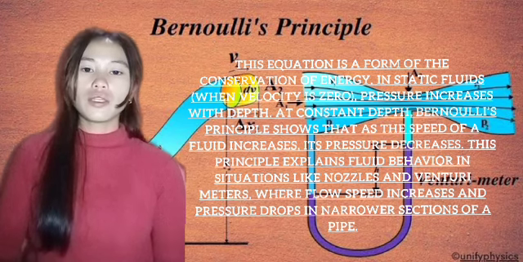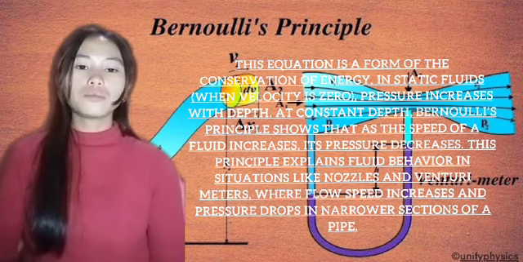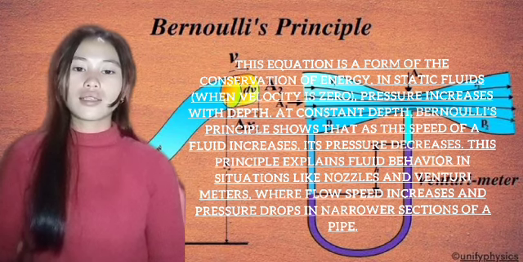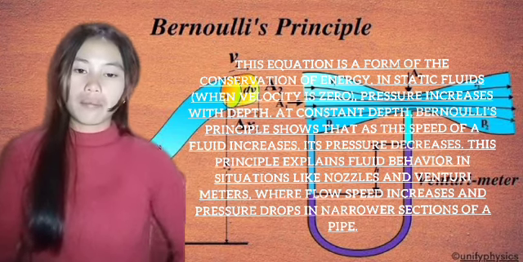In static fluids, when velocity is zero, pressure increases with depth. At a constant depth, Bernoulli's principle shows that as the speed of a fluid increases, its pressure decreases. This principle explains fluid behaviors in situations like nozzles and Venturi meters, where flow speed increases and pressure drops in a narrow section of a pipe.